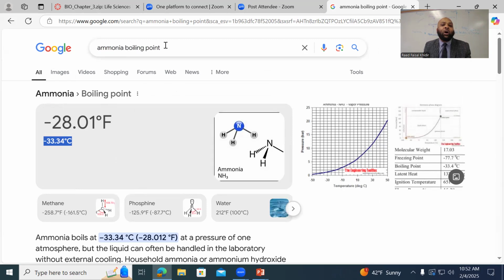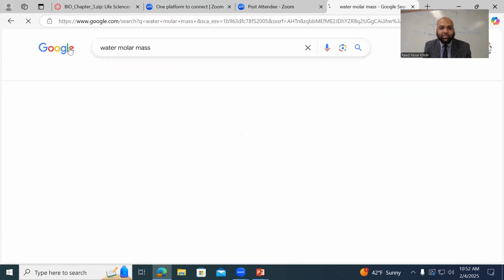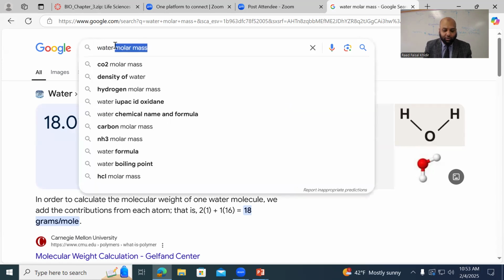Now let's look at water. What is the molar mass for water? 18. Now let's look at the boiling point for water. What's the boiling point for water in Celsius?